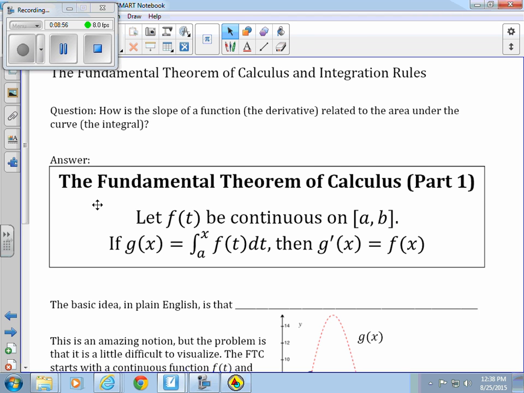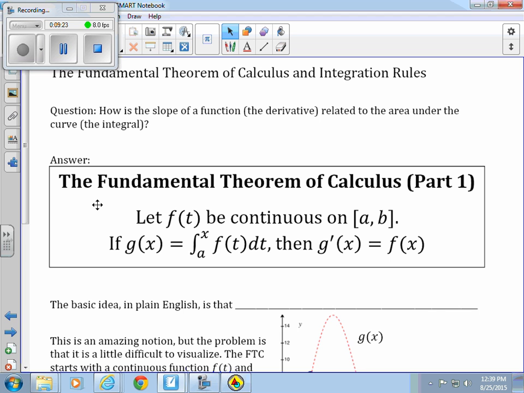So, the fundamental theorem of calculus, in plain English, is that the derivative and integral are inverse operations. That's what it says. I'll walk you through the wording, but it says that the derivative and the integral are inverse operations. And you saw that numerically as I was just calculating some things.